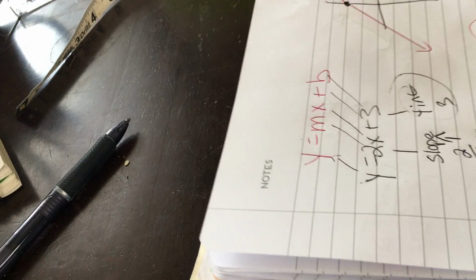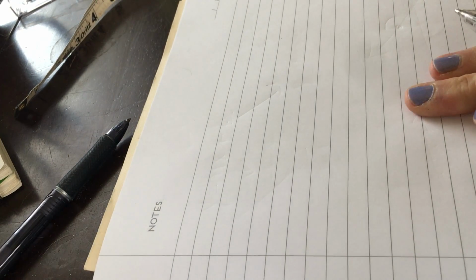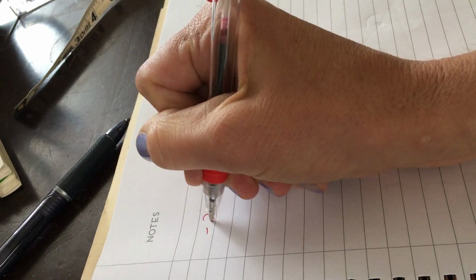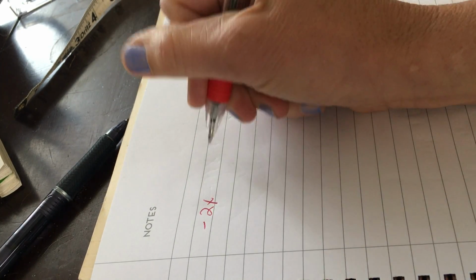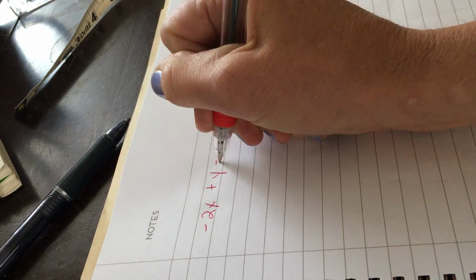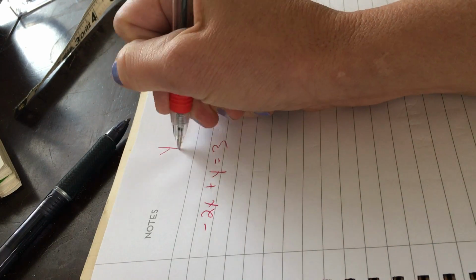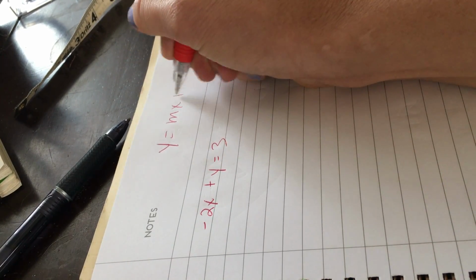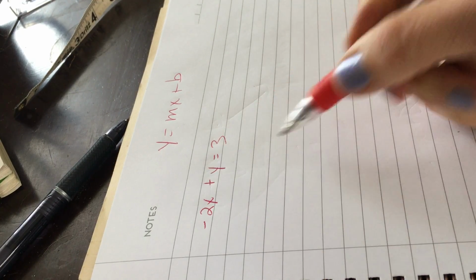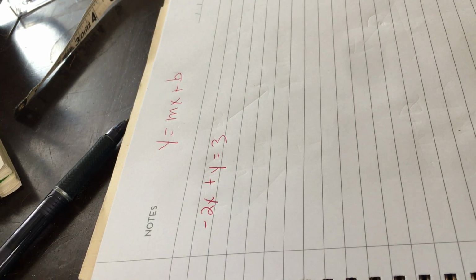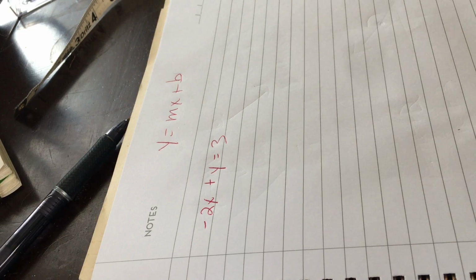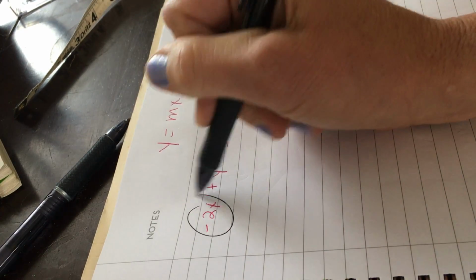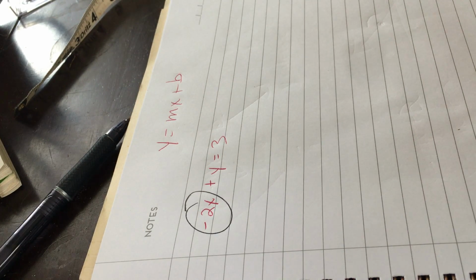Okay, flipping over. So that first one, we were good. Now the second one, I had negative 2x plus y equals 3. Y equals mx plus b. Is y by itself? Nope. So I have to get y by itself. So the very first thing I have to do is move negative 2x.